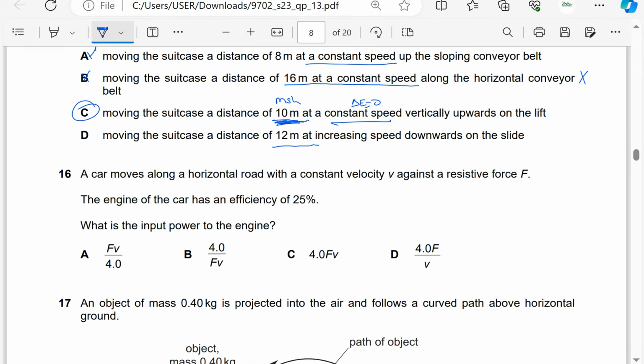A car moves along a horizontal road with a constant velocity v against a resistive force F. The engine of the car has an efficiency of 25%. What is the input power to the engine?